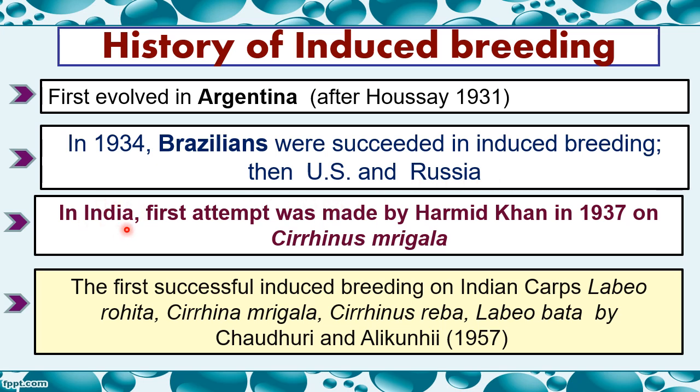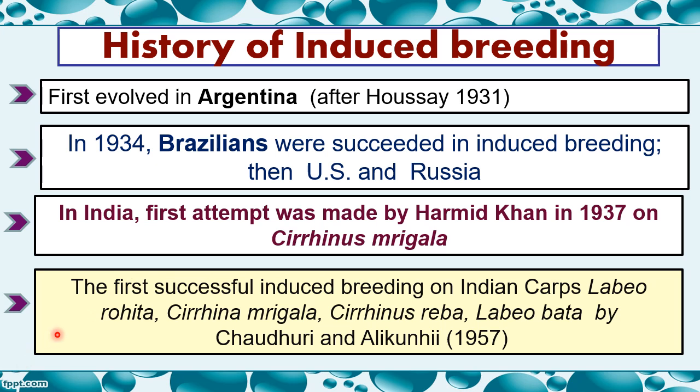In India, the first attempt of induced breeding was made by Hamid Khan in 1937 on the Indian major carp Cirrhinus mrigala. In between, in 1955, Chaudhuri tried the breeding of Indian minor carps, namely Osteobrama cotio and Puntius sarana, using the hypophysation technique. Ramaswamy and Sundararaj in 1956 did experiments on catfish, Clarias batrachus and Heteropneustes fossilis.